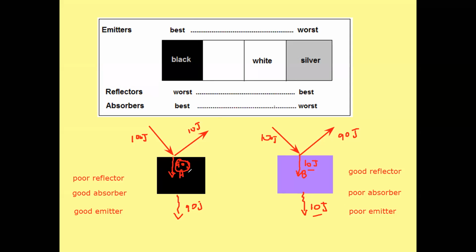Which surface will show a greater change in temperature when absorbing energy, A or B? A will show a greater change in temperature. Greater change in temperature means both rise and fall. Because it absorbs energy, temperature will rise more. When it releases energy, temperature will fall. B will show a smaller change in temperature. Is it clear?